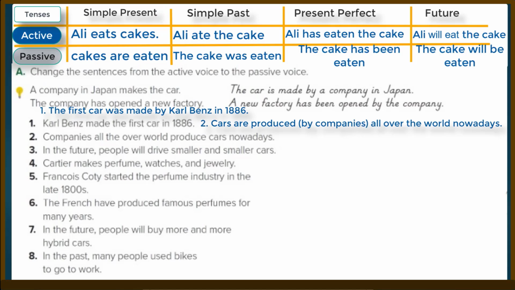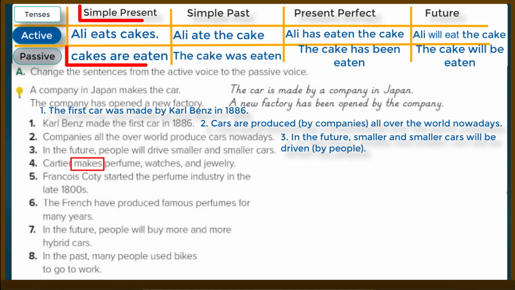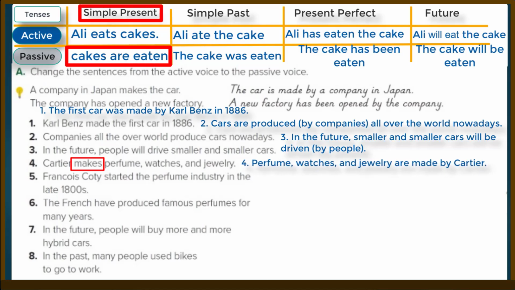Number 3, in the future, people will drive smaller and smaller cars. So people will. So we're talking about the future. You say, in the future, smaller and smaller cars will be driven by people. Number 4, Carter makes perfume, watches, and jewelry. So, what's the answer? Carter makes. It's in the present simple. So you say, perfume, watches, and jewelry are made by Carter.